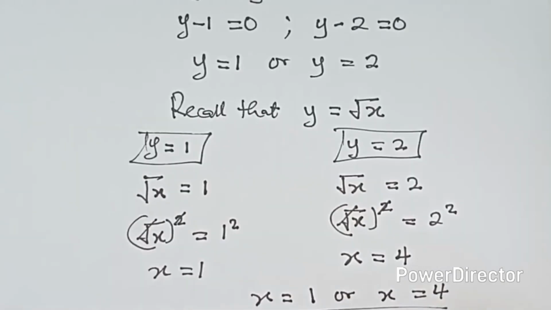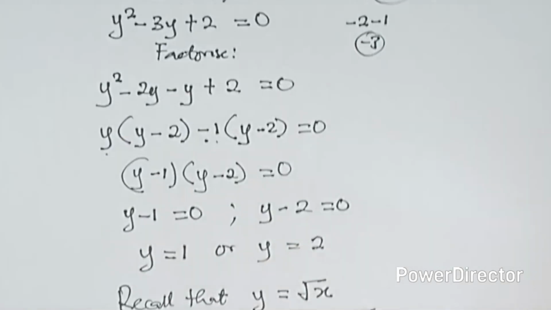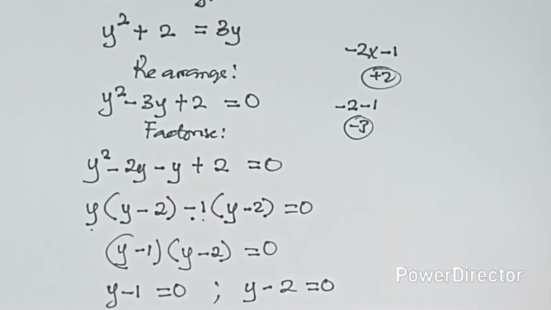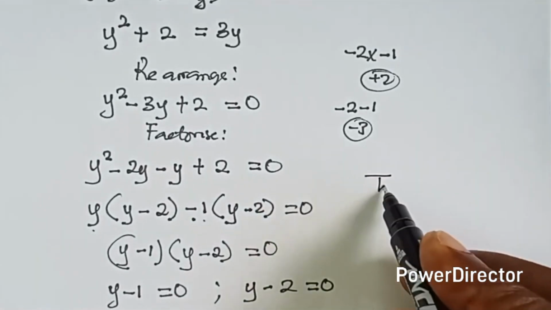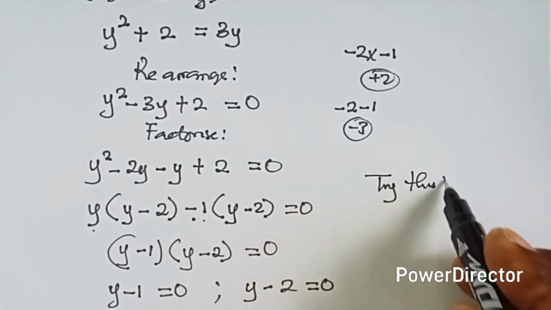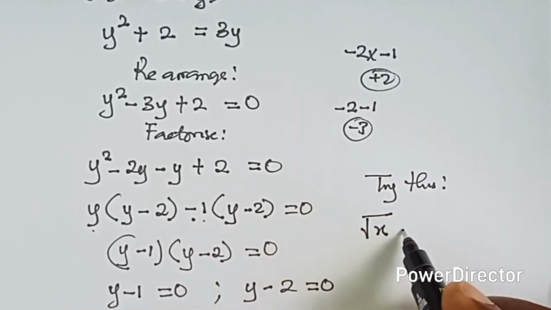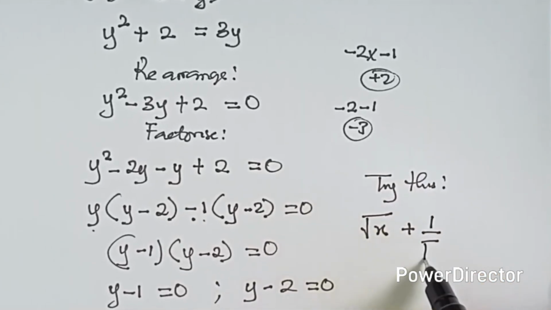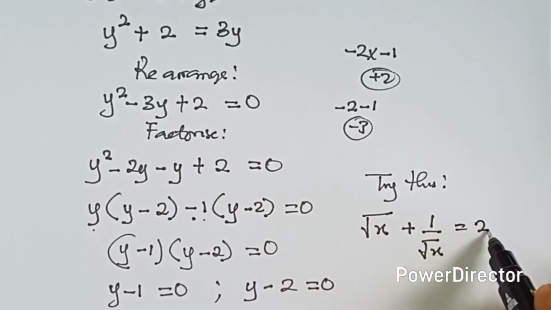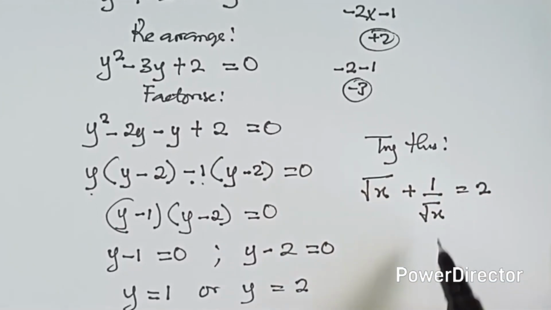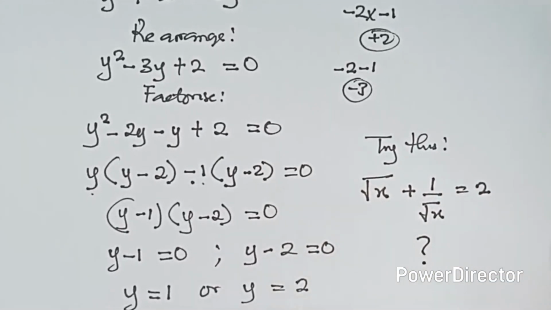Now I want us to try this and then drop our answer in the comment section. Let's try square root of x plus 1 over square root of x equals 2. Let's try this and drop our answer in the comment section.